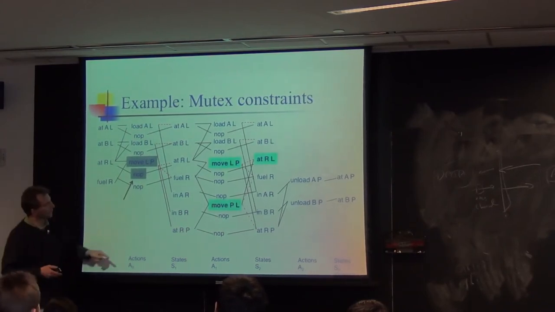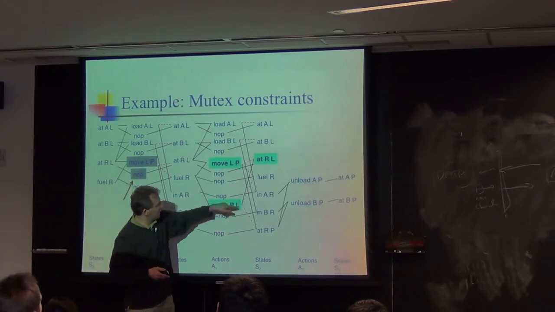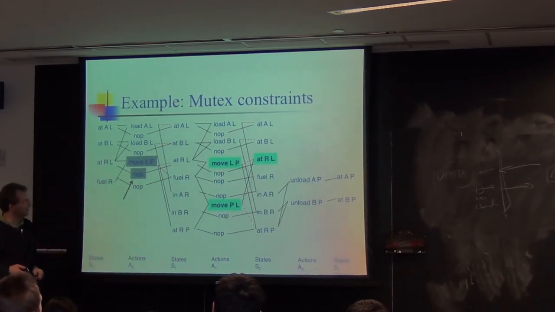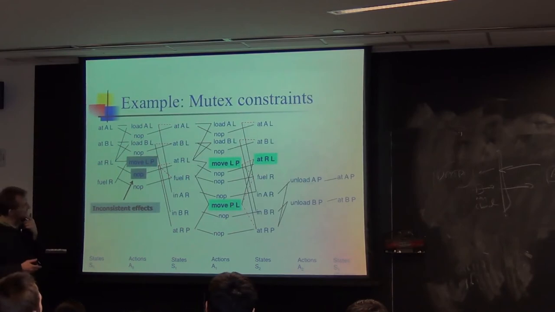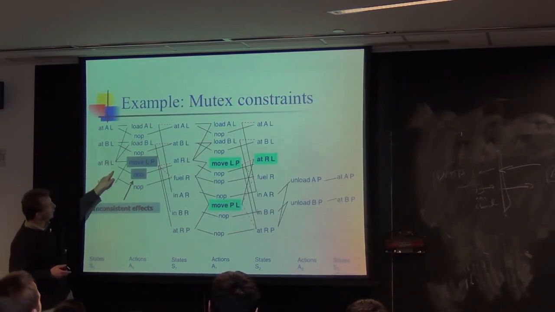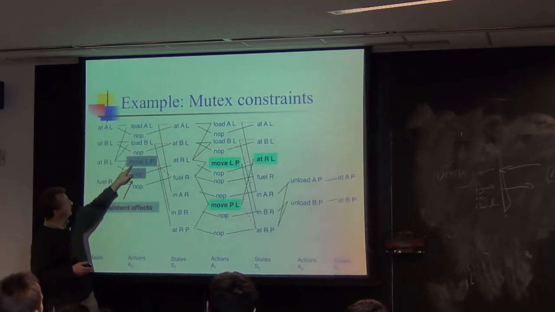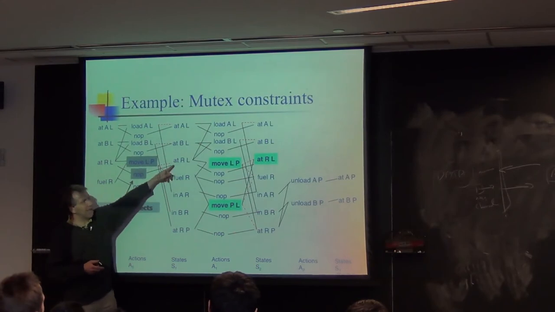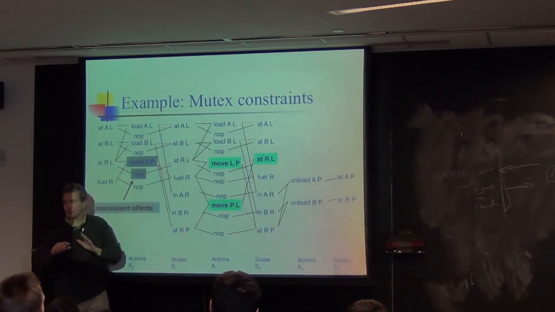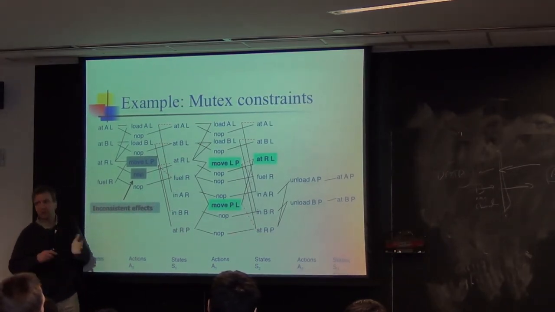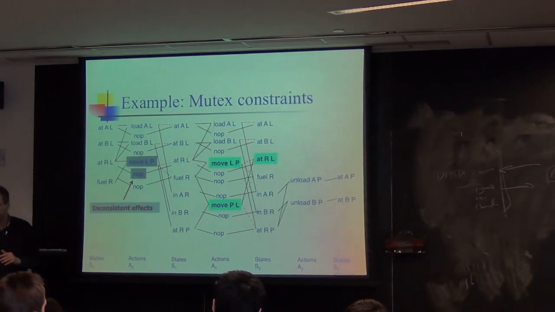And also this one too here, where move LP and move PL, but let's focus on this one right now. The idea here is that these are inconsistent effects, because the no op here would say that I'm at RL, right? But if I do move LP, I'm going to be at P and not RL. So those have to be exclusive of each other. Either I'm going to do the no op or I'm going to do the move LP, right?